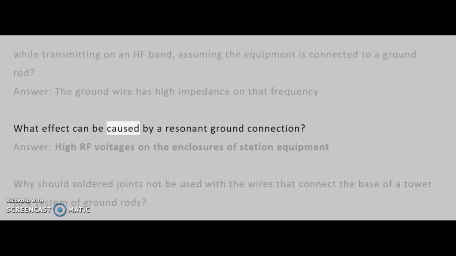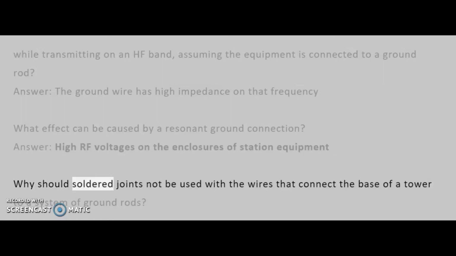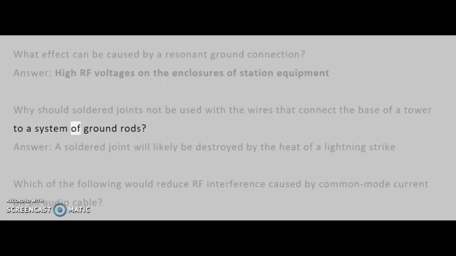What effect can be caused by a resonant ground connection? Answer: high RF voltages on the enclosures of station equipment. Why should soldered joints not be used with the wires that connect the base of a tower to a system of ground rods? Answer: a soldered joint will likely be destroyed by the heat of a lightning strike.